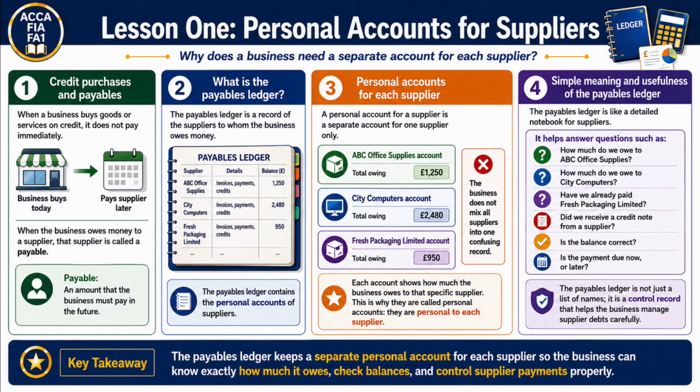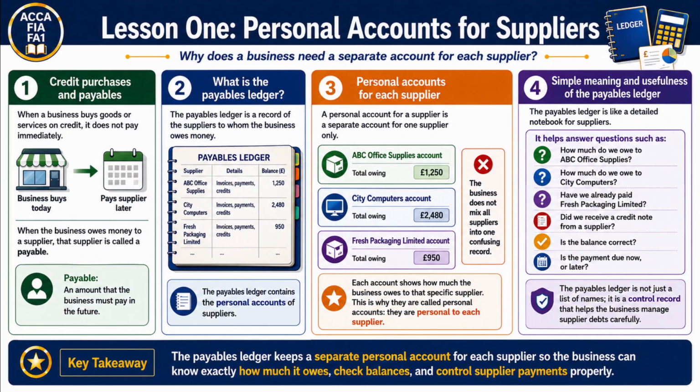Instead, the business keeps a separate account for each supplier. So there will be ABC Office Supplies account, City Computers account, Fresh Packaging Limited account. Each account shows how much the business owes to that specific supplier. This is why we call them personal accounts. They are personal to each supplier.